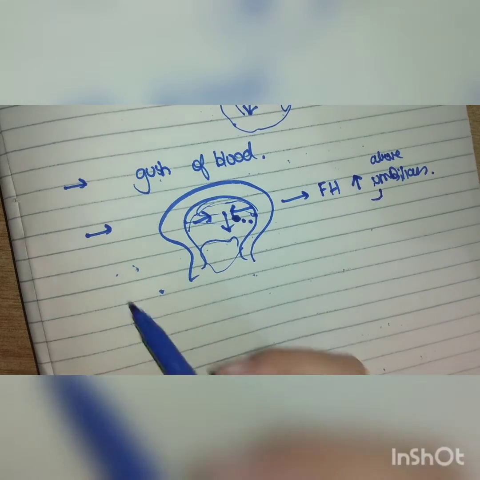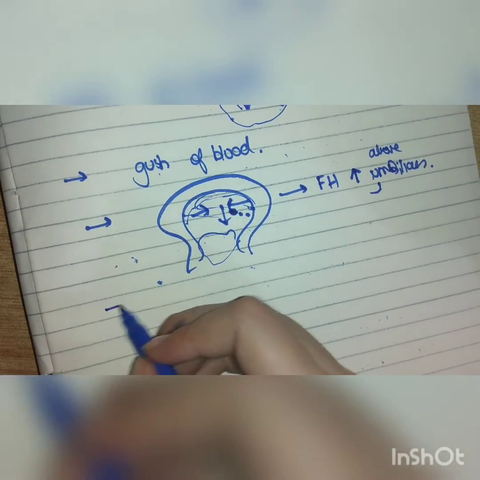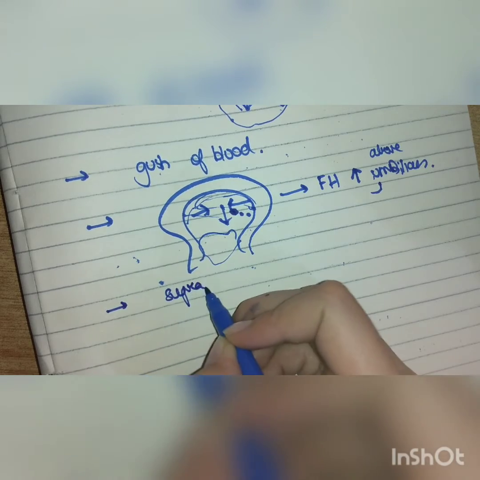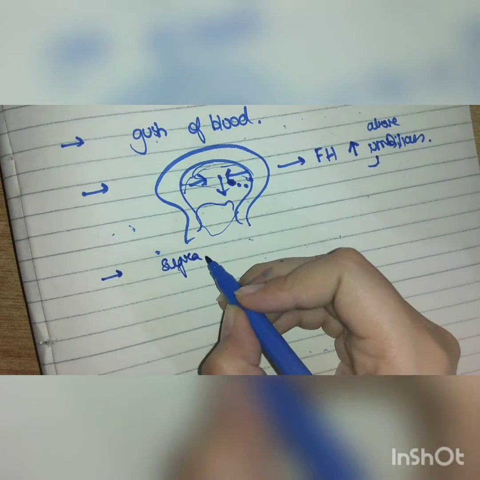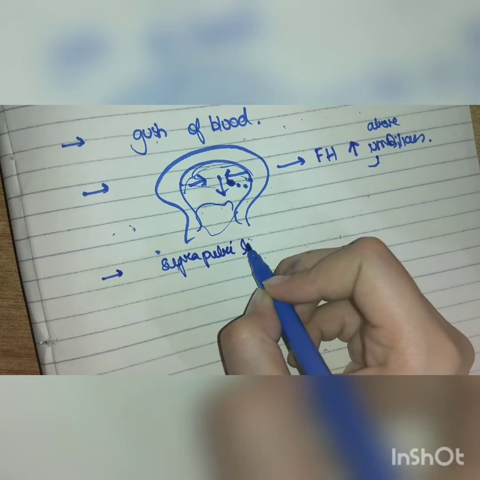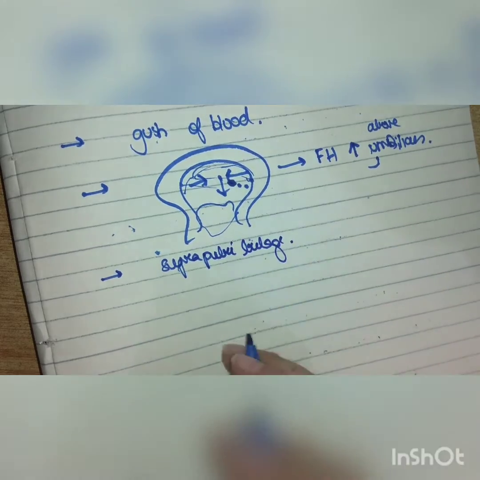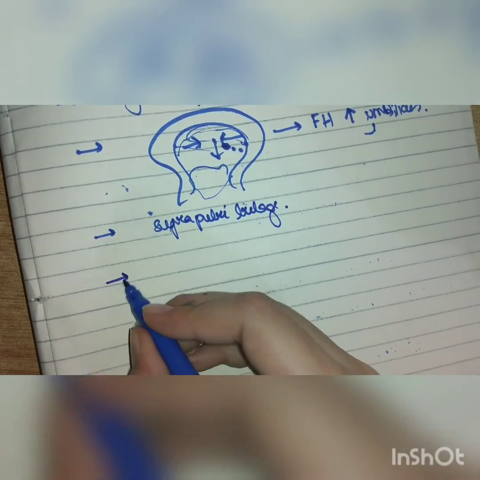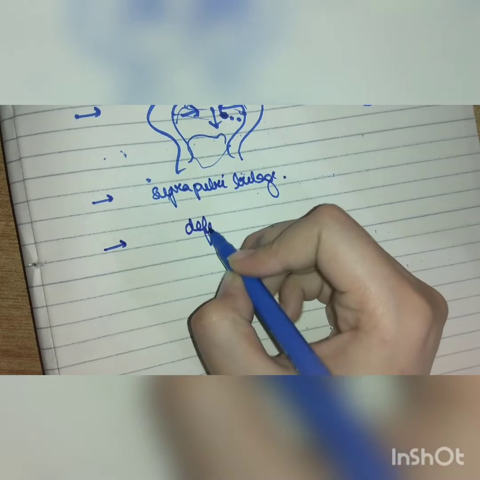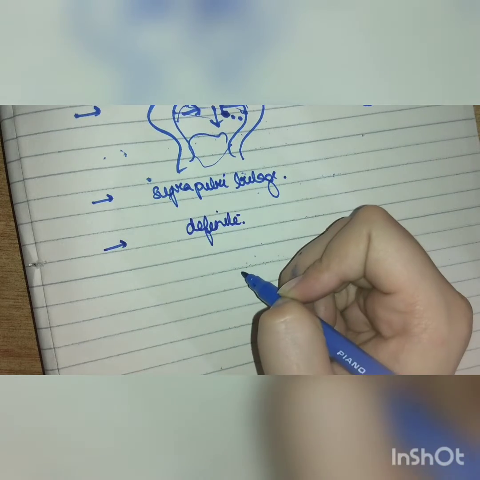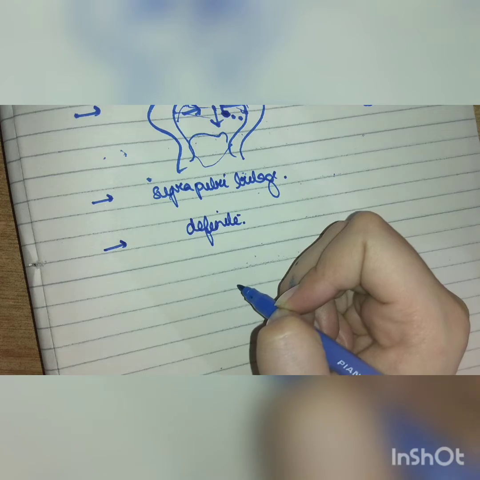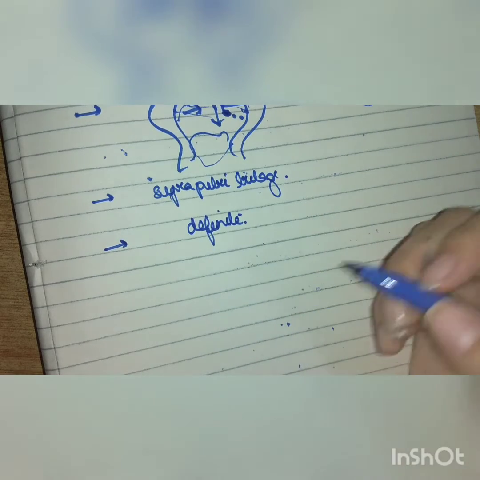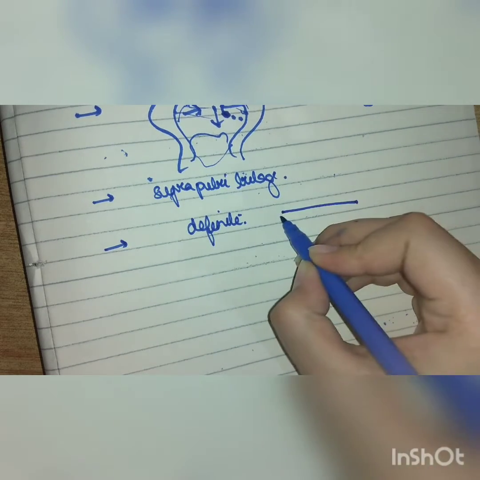Now, one more thing that is going to happen is that you're going to see a suprapubic bulge. Always a suprapubic bulge is going to be there. And if someone asks you what is the most definite sign, the most definite sign is basically that there is a permanent lengthening of the cord. The cord permanently lengthens.